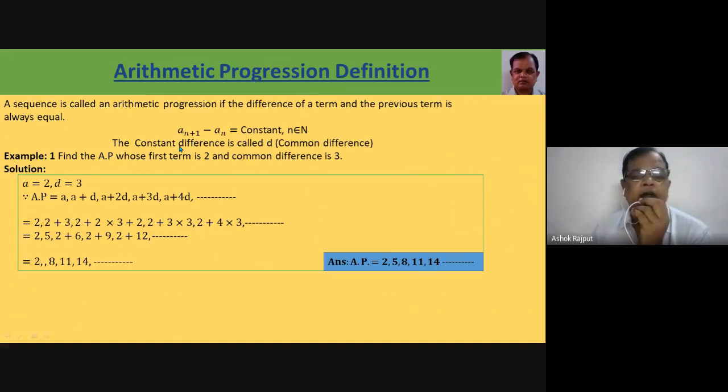As we have written here, a_(n+1) − a_n = constant. It should be constant, not variable.